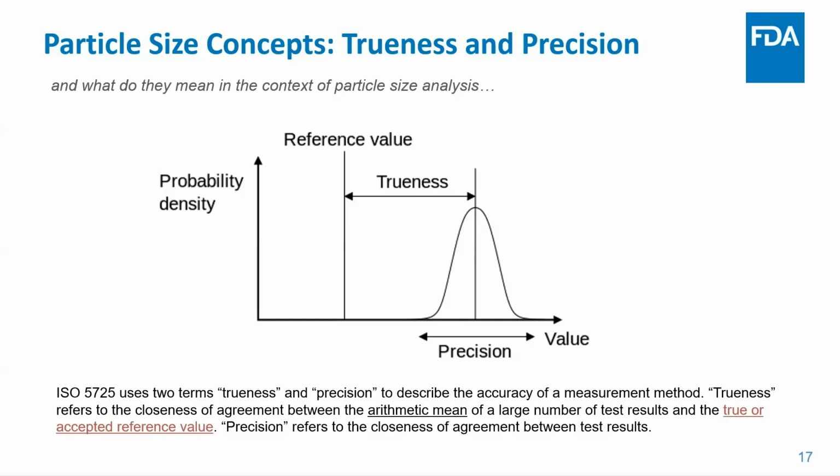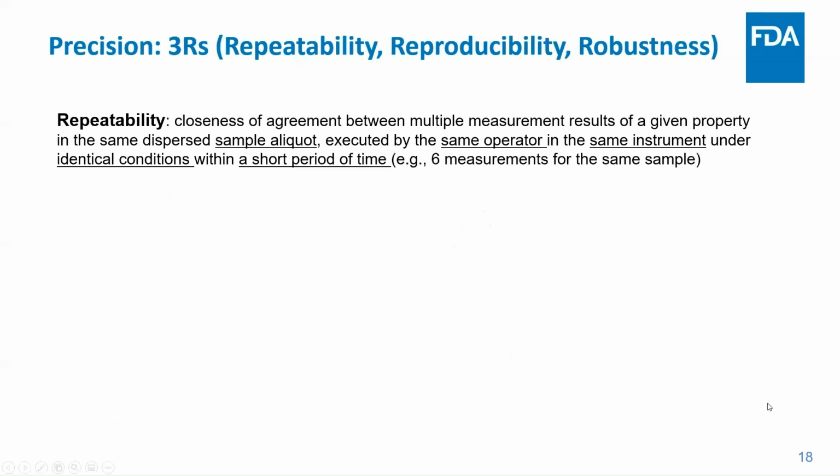Yes, trueness. All of you are saying trueness, which is the correct answer. And I'll explain why trueness is more difficult to obtain. On the other hand, precision is easier to obtain. So first, let's look at what precision is.